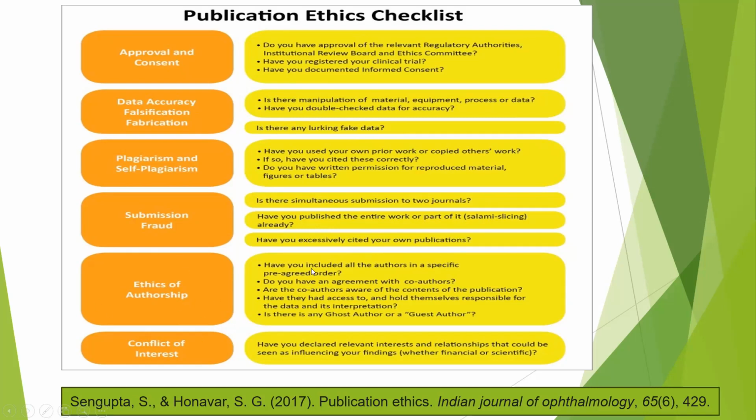Then ethics of authorship. Have you included all the authors in a specific pre-agreed order? You must take the consent of all the authors about what their place will be, meaning what their order of authorship will be. So do you have an arrangement with co-authors? Are the co-authors aware of the contents of the publication? This is very important. Every co-author must be aware of the publication content. Have they had access to, and do they hold themselves responsible for, the data and the interpretation? So they know the data, they know the interpretation, and they are taking the responsibility for that. Is there any ghost author or guest author? You have to check this.